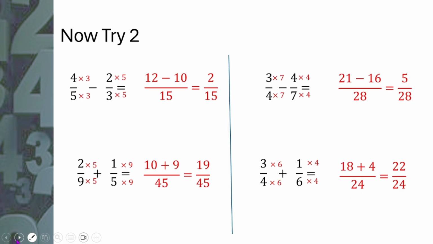Now, this gives me a fraction where the numerator and the denominator are both even, which means they're both divisible by 2. So 22 divided by 2 is 11. 24 divided by 2 is 12. So my final answer in its simplest form is 11 over 12. So do, again, be aware of those that can cancel down, because that's what you need to be doing.